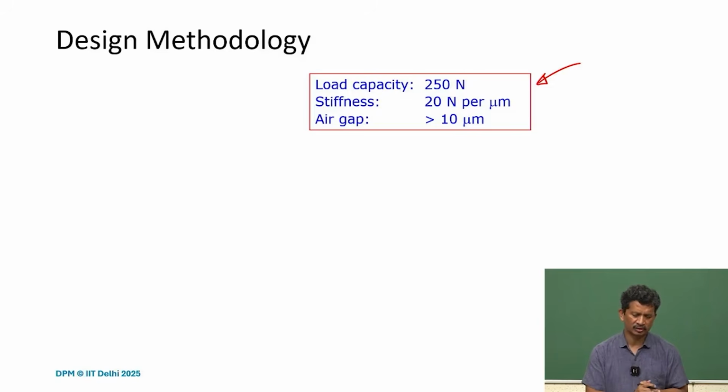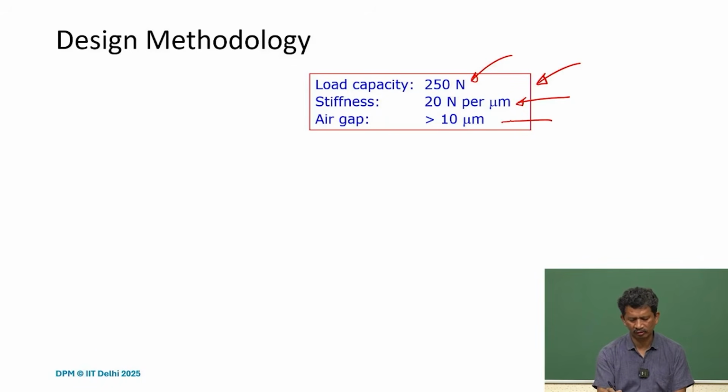What is the load capacity? What is the payload we expect? It can be loaded when it's moving, the dynamic load and everything. If we know that number roughly, we can always calculate. So let's assume it's of the order of 250 Newton, and the stiffness we are looking at is of the order of 20 Newton per micron, or in SI unit 20 into 10 to the power 6 Newton per meter. So you can see that the stiffness value is very high.